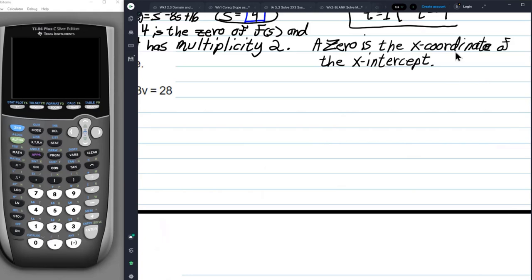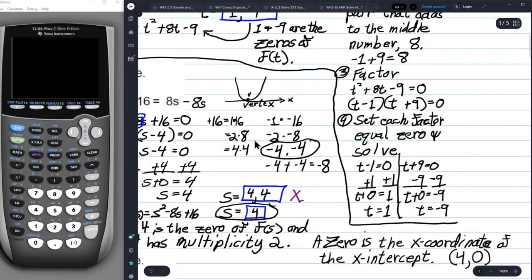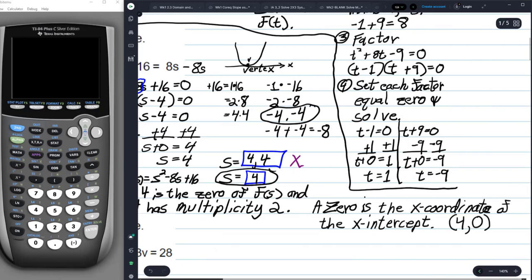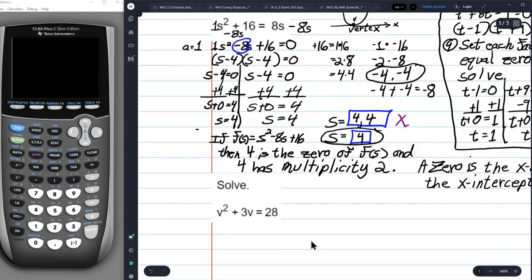That's what it is. So in this case, 4 is the zero, and an x-intercept is always written followed by a comma and then a 0 in the y position. Why is it called a zero? Because you see how I took this function, f of s equals s squared minus 8s plus 16, and set it equal to 0. The zero is the number you put in for the variable that makes this equal 0.